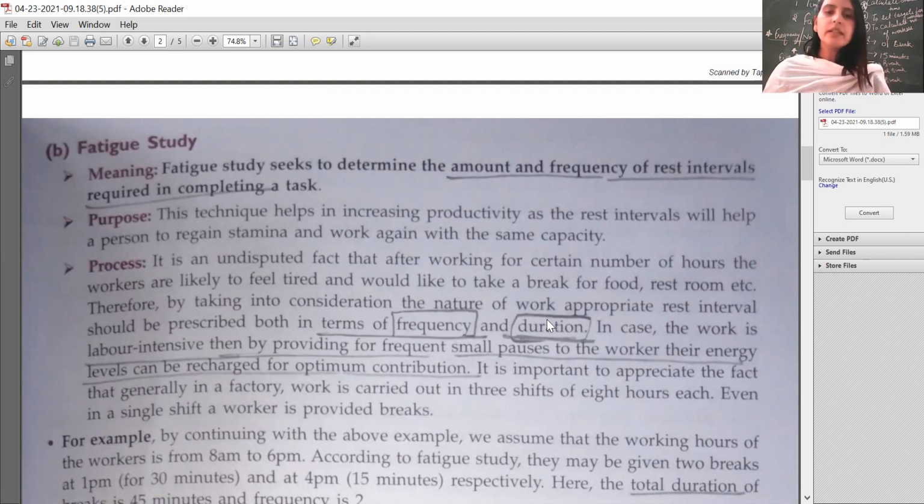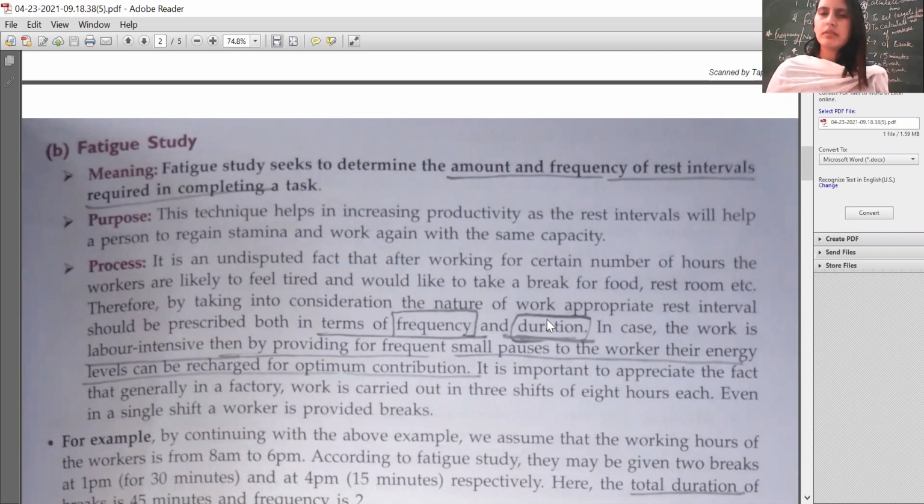Okay, then the process, it's not required, but we'll just read it for understanding the concept. It is an undisputed fact that after working for a certain number of hours, the workers are likely to feel tired and would like to take a break for food, restroom, etc. Therefore, by taking into consideration the nature of the work, I'm again putting emphasis here, nature of the work. You are coming to school just sitting and listening to your teacher. You don't get physically tired, you get mentally tired. So 15-minute break a day is enough.